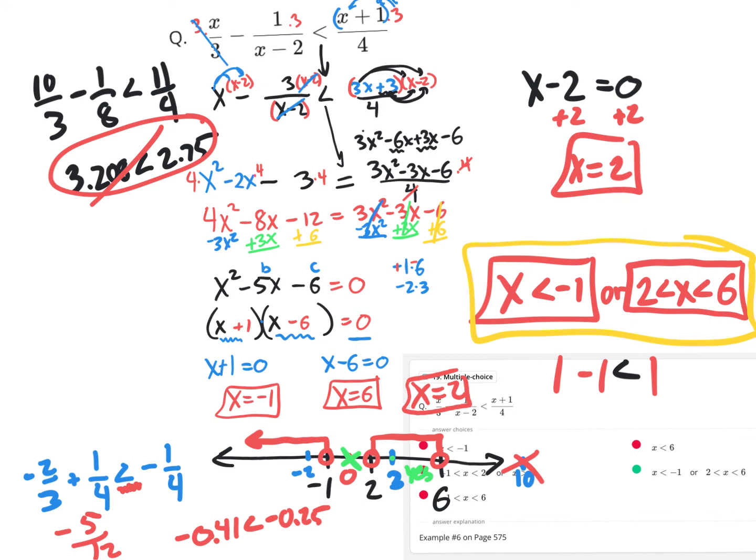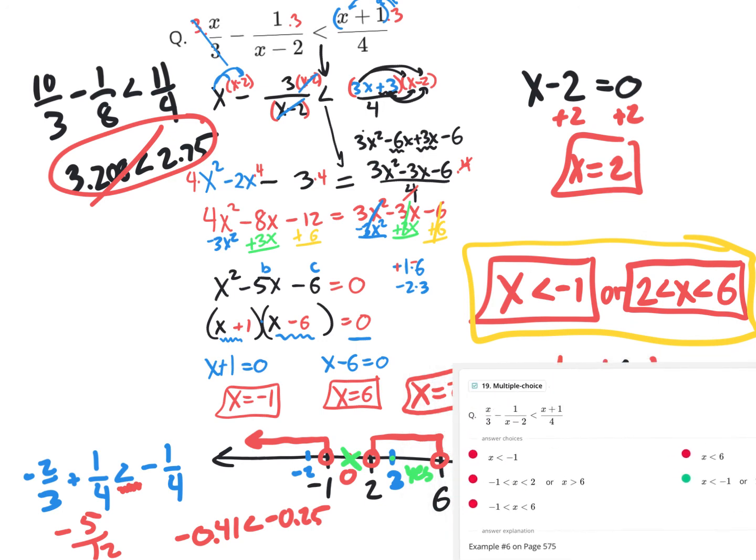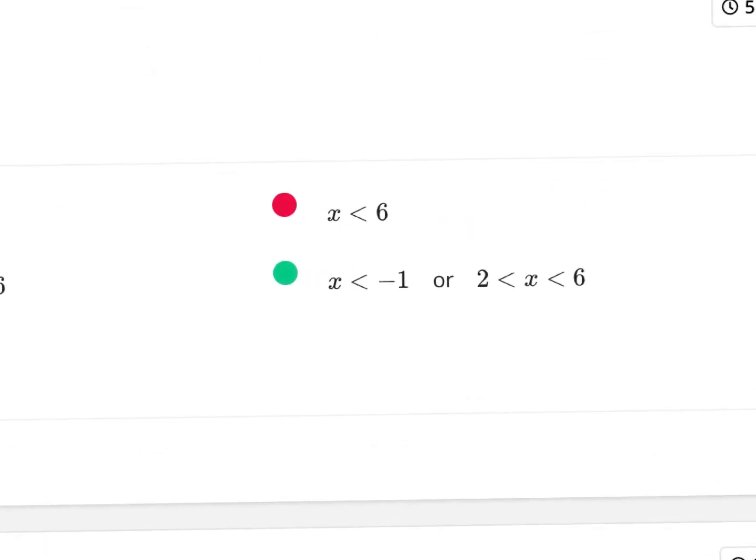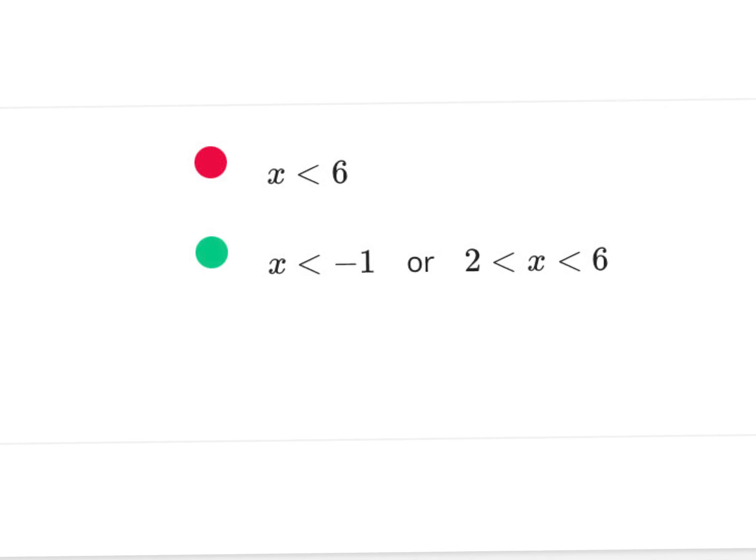I don't know if you could see this. Let me actually bring it forward. But here's the answer. And as you can see, it's the one that has both the single inequality and the compound inequality. That doesn't always happen, but it did happen on this particular question.